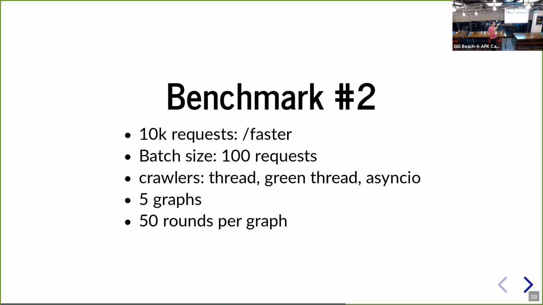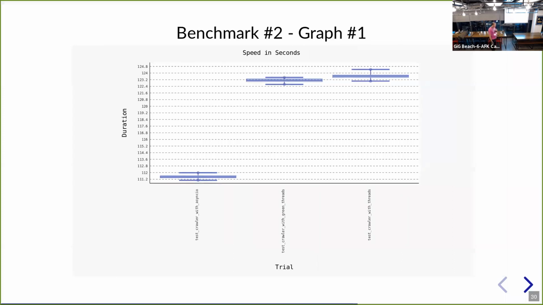You have the same five graphs, but now not 100 runs, only 50 runs, because this is slower, as you make more requests. And if you see here, the same box plot graph, but now it changes a lot. Why does it change? Because the first here is the result for async.io. The second is the green thread, and the last is thread.